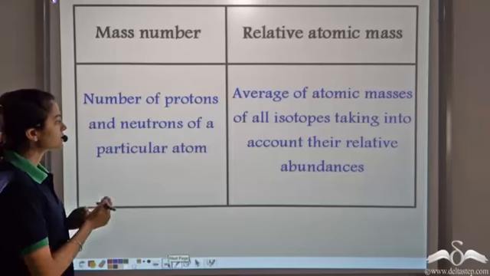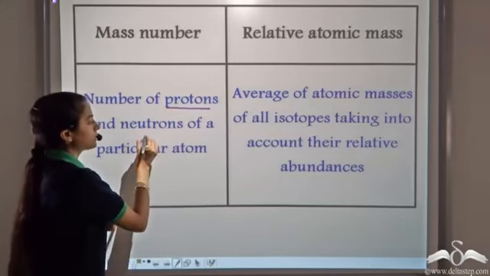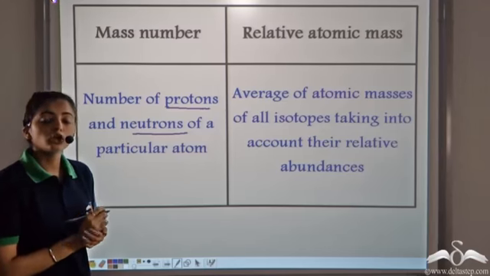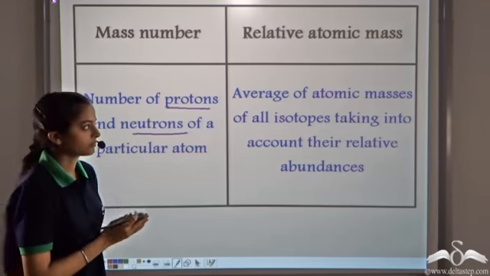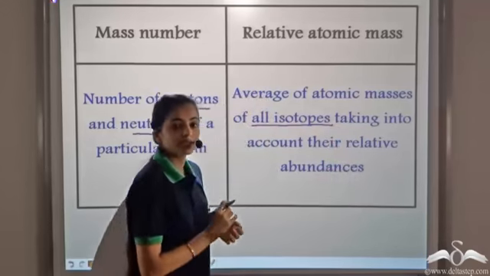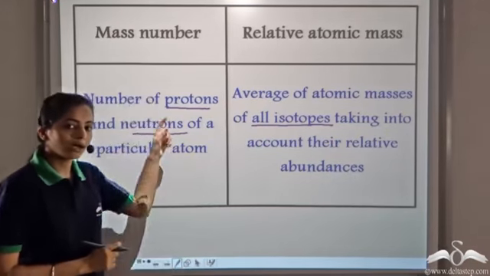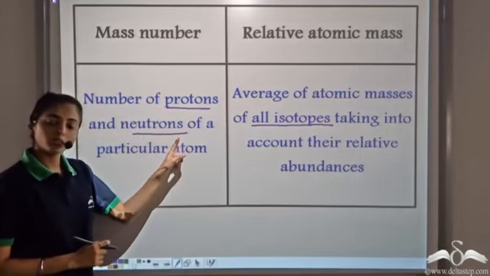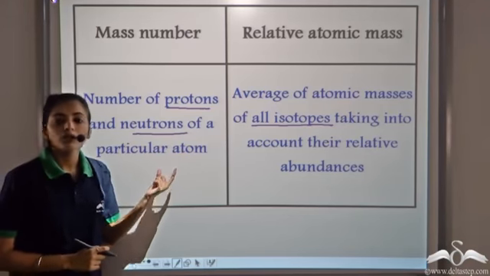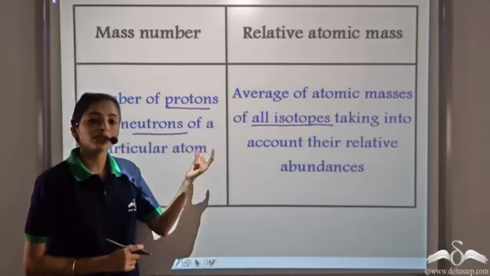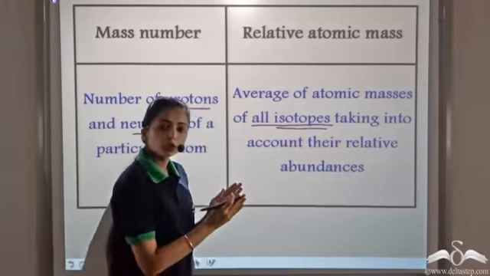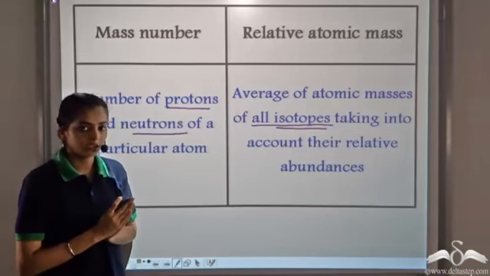The mass number is simply the number of protons and neutrons in a particular atom. But when we talk of the relative atomic mass, we take into account all the isotopes which are present in nature. So the mass number gives us the number of protons and neutrons for a particular atom or element. But whenever we are talking of the relative atomic mass, we always take into account all the isotopes of that element which are present in nature.